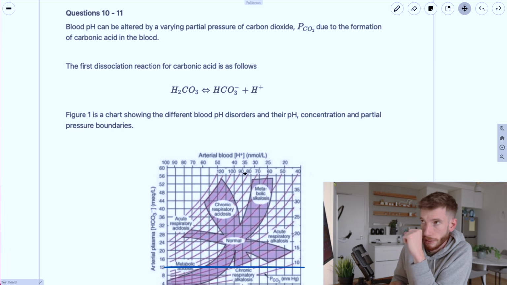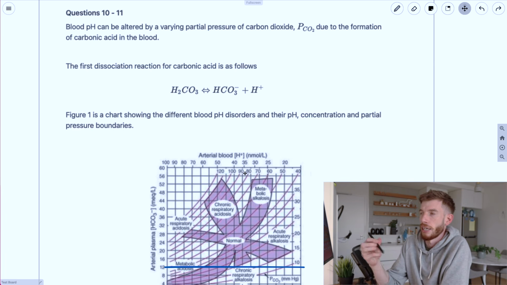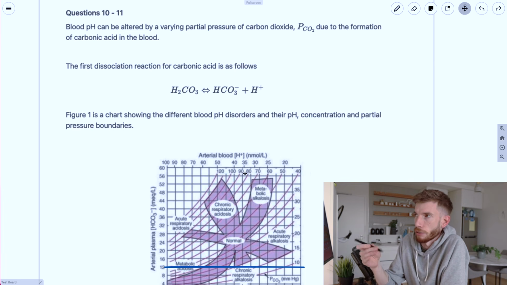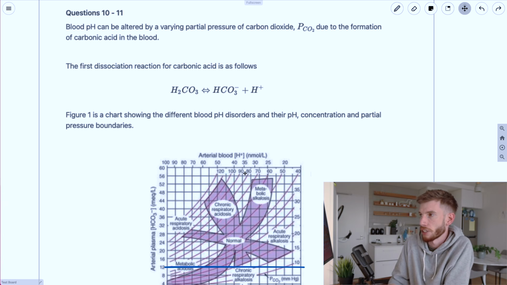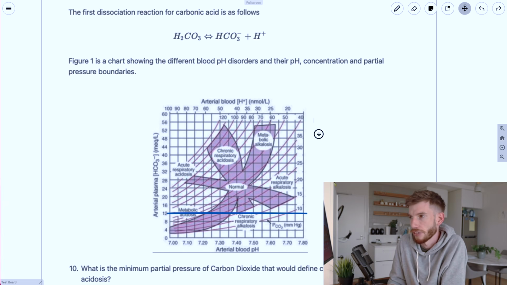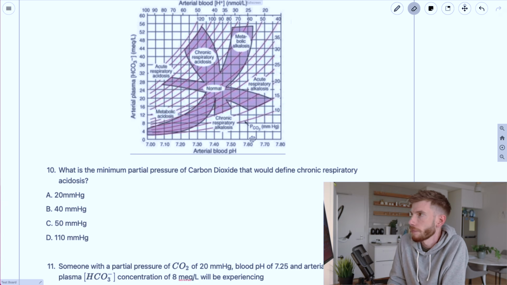So here we've got blood pH can be altered by a varying partial pressure of carbon dioxide, PCO2, due to the formation of carbonic acid in the blood. The first association reaction for carbonic acid is as follows. Figure 1 is a chart showing the different blood pH disorders and their pH concentration and partial pressure boundaries. So what is the minimum partial pressure of carbon dioxide that would define chronic respiratory acidosis?